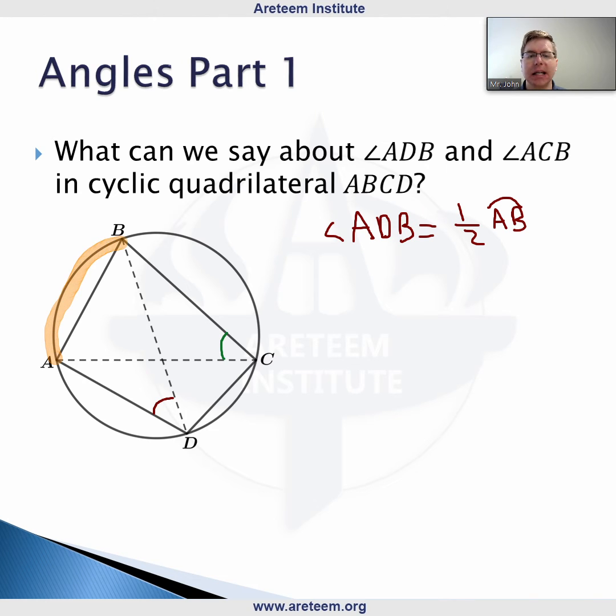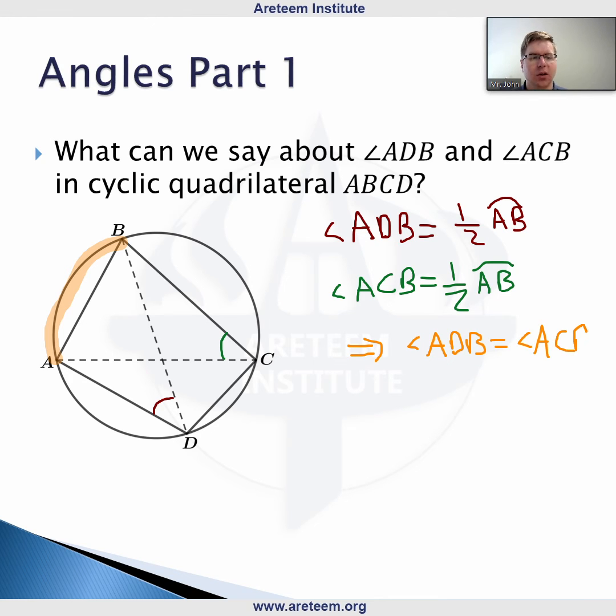And it's pretty easy to see that we can actually write this same thing for ACB. So in angle ACB, we also have this fact. This is also 1/2 arc AB in this case, since these are both inscribed angles, and that means that those angles are equal to each other. They share that same arc, and so this is what tells us that actually angle ADB is equal to angle ACB. So we can say that these angles are equal in this case.